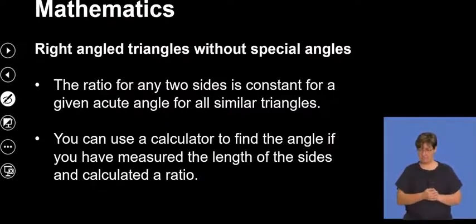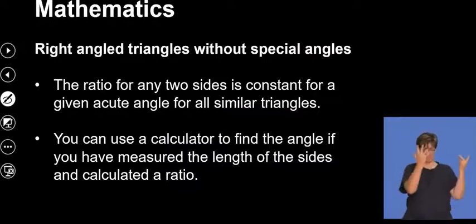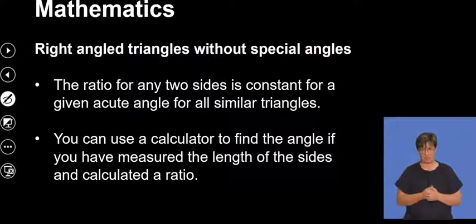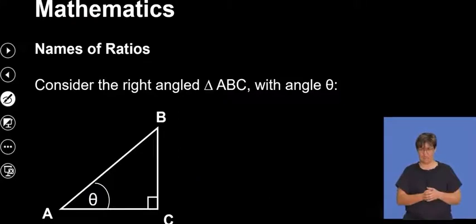You can use a calculator also to find the angle if you have measured the length of the sides and calculated a ratio. So you can play around with this. Remember, I said the first case is when there are special angles, but now when there are no special angles, we can use a calculator to do that, which we will also look at at a later stage.